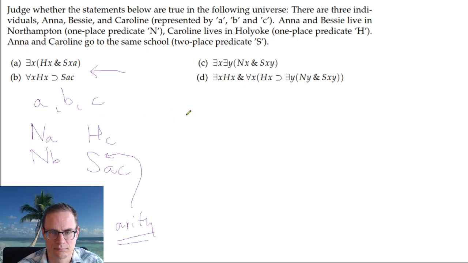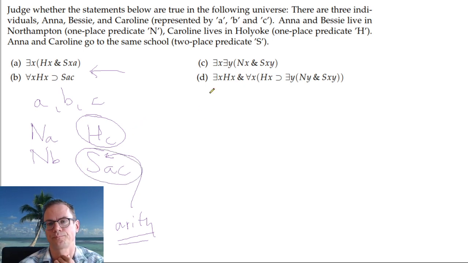There is an X such that X has H, and X stands in relation S to A. Okay, so is there somebody in this universe who lives in Holyoke and goes to the same school as Anna? Yeah, namely Caroline, because Caroline lives in Holyoke and Caroline goes to the same school as Anna. And by the way, goes to the same school, you can see that that's a symmetric relationship.